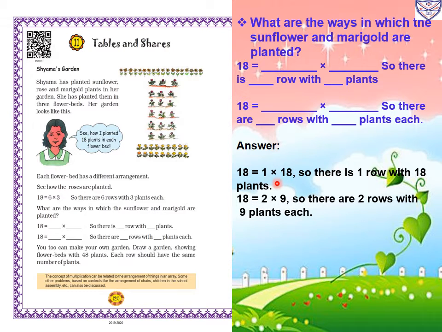Now second, in sunflower how many rows are there? 1 and 2. And how many plants are there in each? 1, 2, 3, 4, 5, 6, 7, 8, 9. So there are a total of 9 plants in one row. So we will write 2 multiplied by 9. 2 9s are 18. So there are 2 rows with 9 plants each.